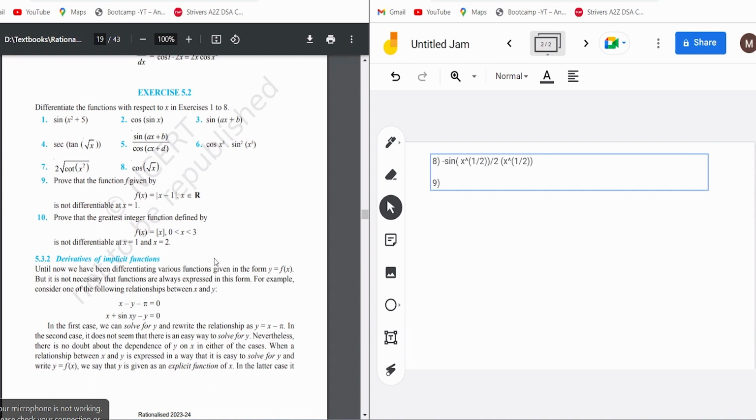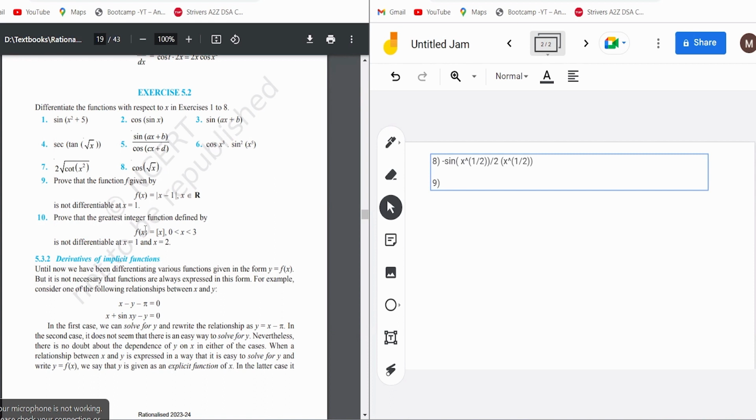Question number 9. So question number 9 is saying prove that the function f given by f(x) equals mod of x minus 1, x belonging to R, is not differentiable at x equal to 1. So here we have to prove that our function is not differentiable at x equal to 1. So how can we do that?